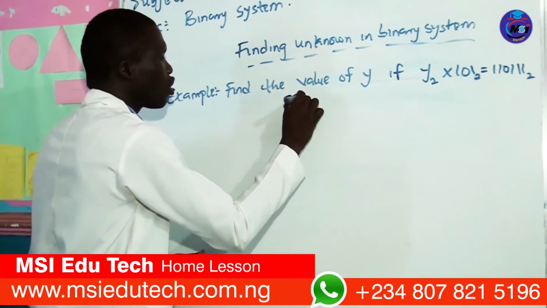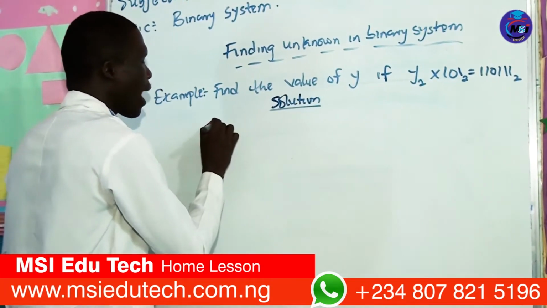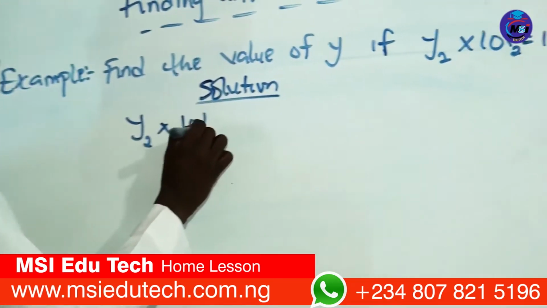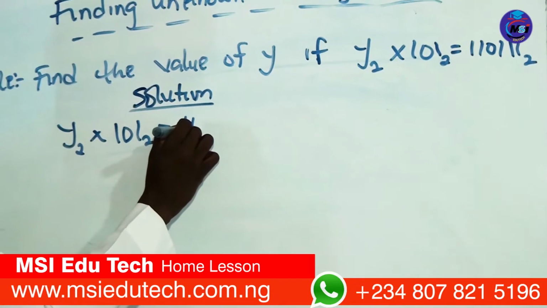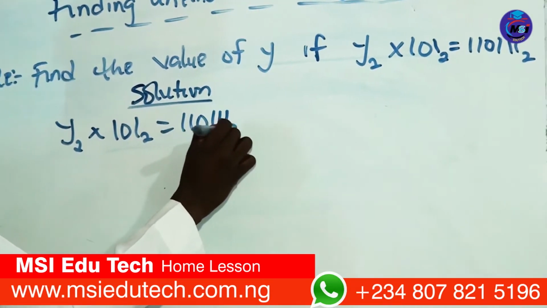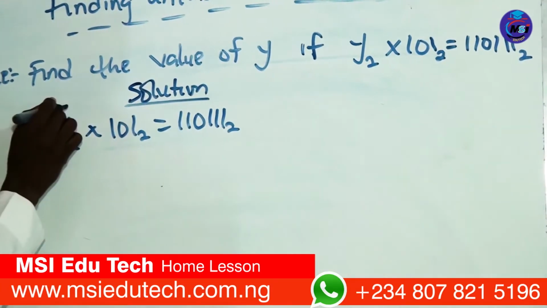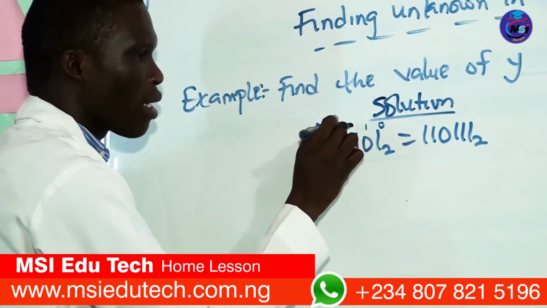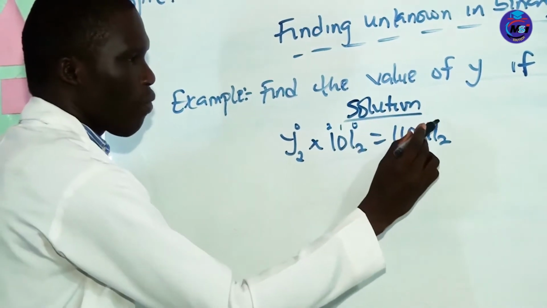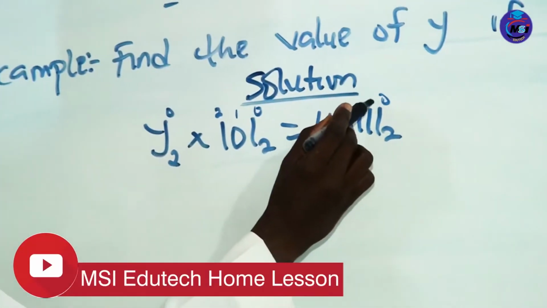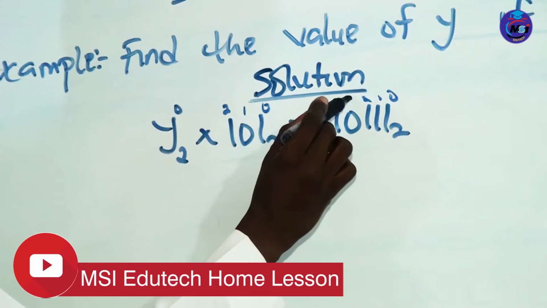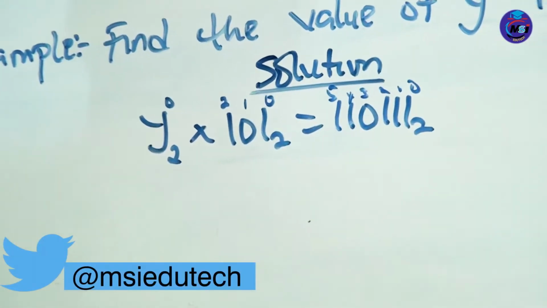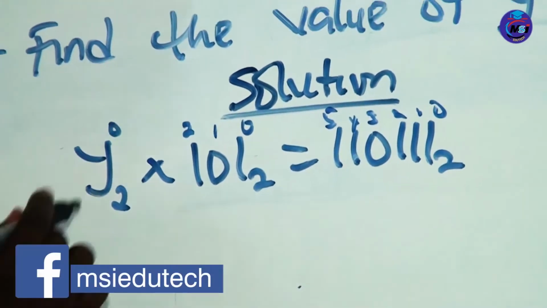Solution: y base 2 times 101 base 2 equals 110111 base 2. Numbering from the right, starting from here is 0, 1, 2 for 101, and 0, 1, 2, 3, 4, 5 for 110111. Okay, now what are we going to do?